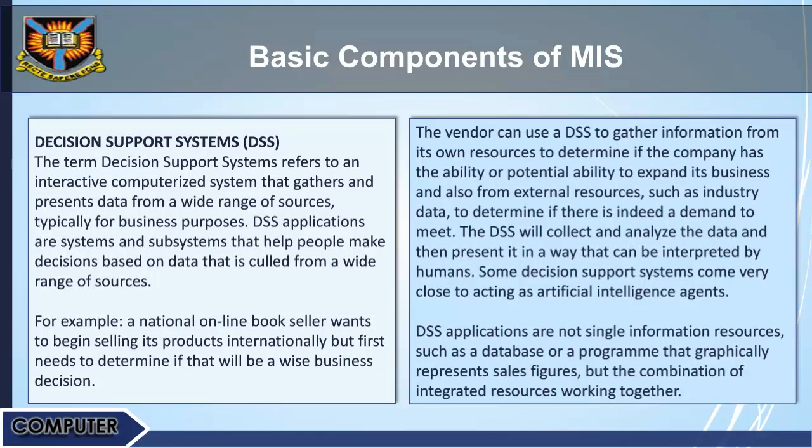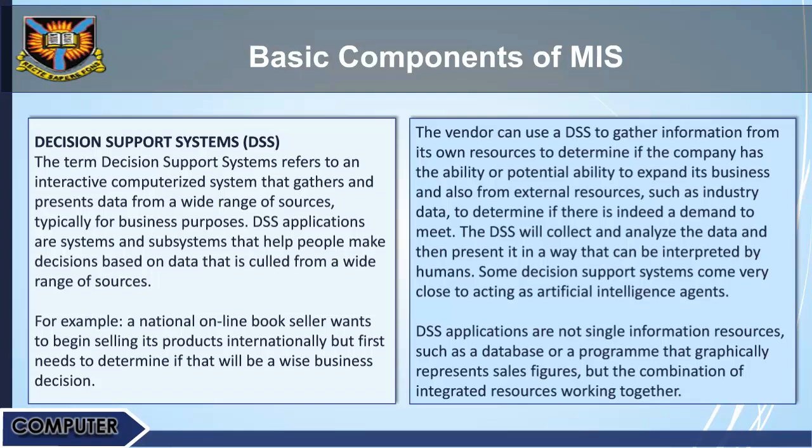Decision Support Systems, DSS. The term Decision Support Systems refers to an interactive computerized system that gathers and presents data from a wide range of sources, typically for business purposes. DSS applications are systems and subsystems that help people make decisions based on data that is gathered from a wide range of sources. For example, a national online bookseller wants to begin selling its product internationally, but first needs to determine if that will be a wise business decision.